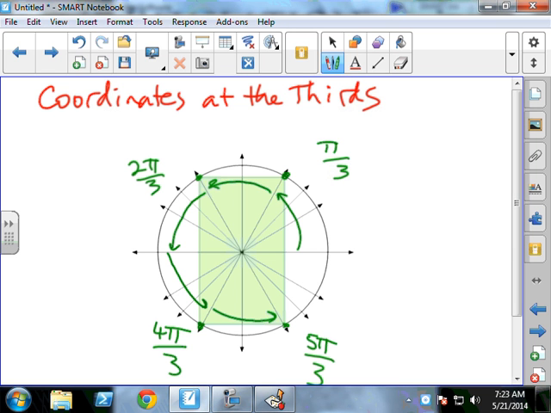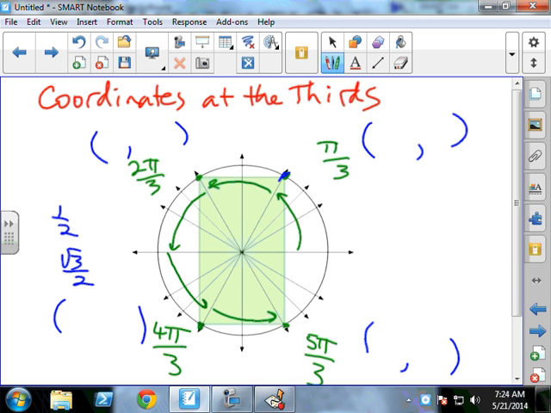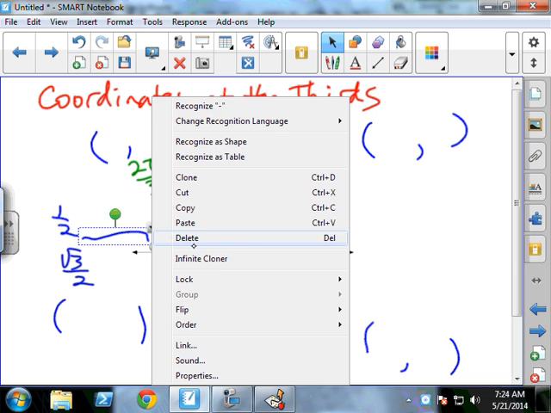But we want the coordinates here. Now remember, the whole symmetry idea comes into play again. So at this third, it's going to be 1/2 and rad 3/2. And you might say, well, I don't know which is which. I don't know which one's the 1/2 and which one's the rad 3/2. Well, let's think. Let's not draw blue lines across the screen. Let's think. 1/2 and rad 3/2.